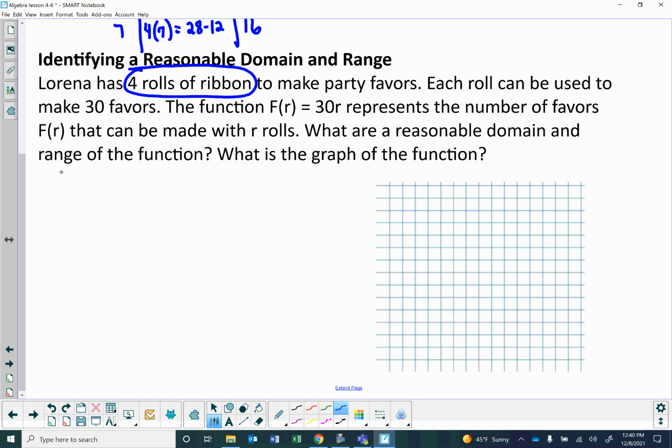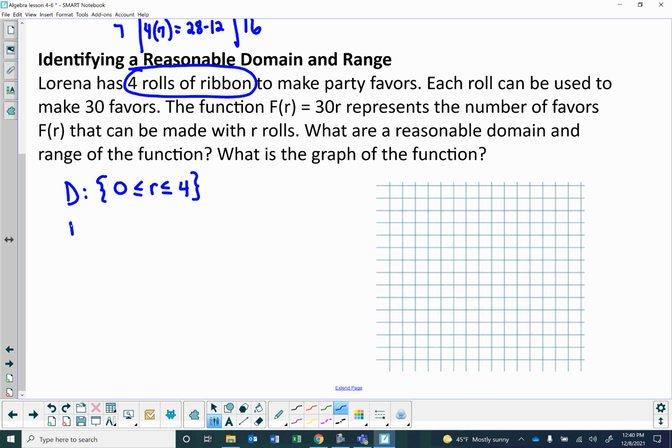She can use part of a roll of ribbon as well. She can use 3.5 rolls of ribbon or 3 1/4 rolls of ribbon. So a good reasonable domain here would be that r is greater than or equal to 0, but less than or equal to 4. It can be between 0 and 4 rolls. Okay? And it's easier to write the domain as more like set notation and less like roster notation.